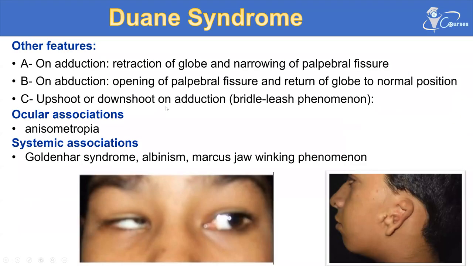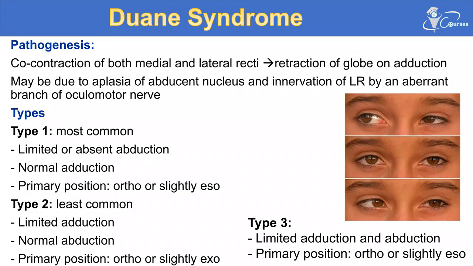Now move to the restrictive. So we discussed the paralytic. Let's now discuss the restrictive strabismus, starting with one of the most important, if not the most important, restrictive strabismus cases, which is the Duane syndrome.